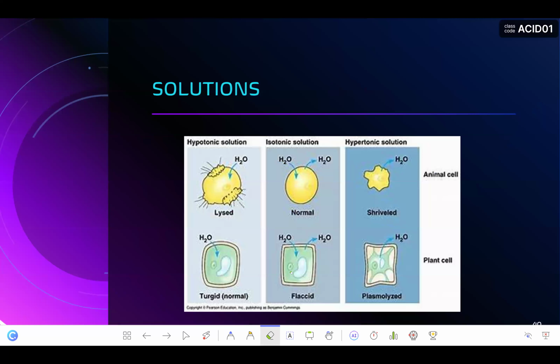So in a hypotonic solution, water is entering the cells. In an isotonic solution, the solution stays exactly where you put it. It's neutral. In a hypertonic solution, it actually shrinks the cells, because water is coming out of the cell. It stays where it's supposed to in an isotonic solution. In a hypotonic solution, water is going into it.